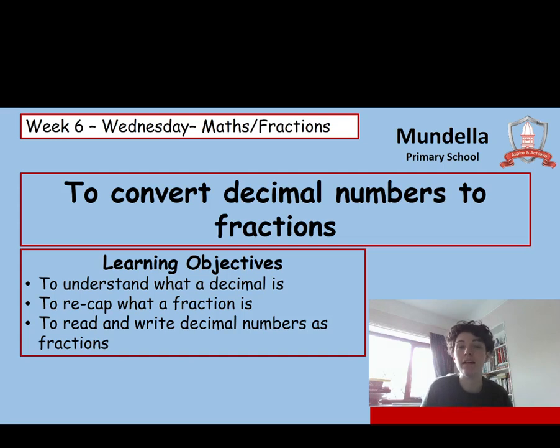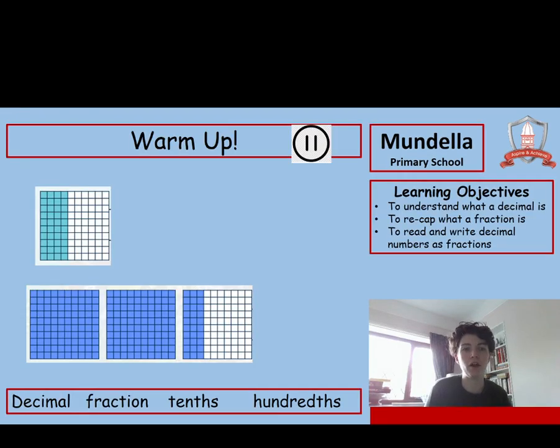But in today's lesson, we're going to be carrying on our work with decimal numbers and fractions. So, let's get started with our warm-up. This is recapping yesterday's work where we looked at what a decimal number was, which is part of a whole. We've got our tenths column to the right of the decimal point, and then to the right of the tenths column we have the hundredths column.